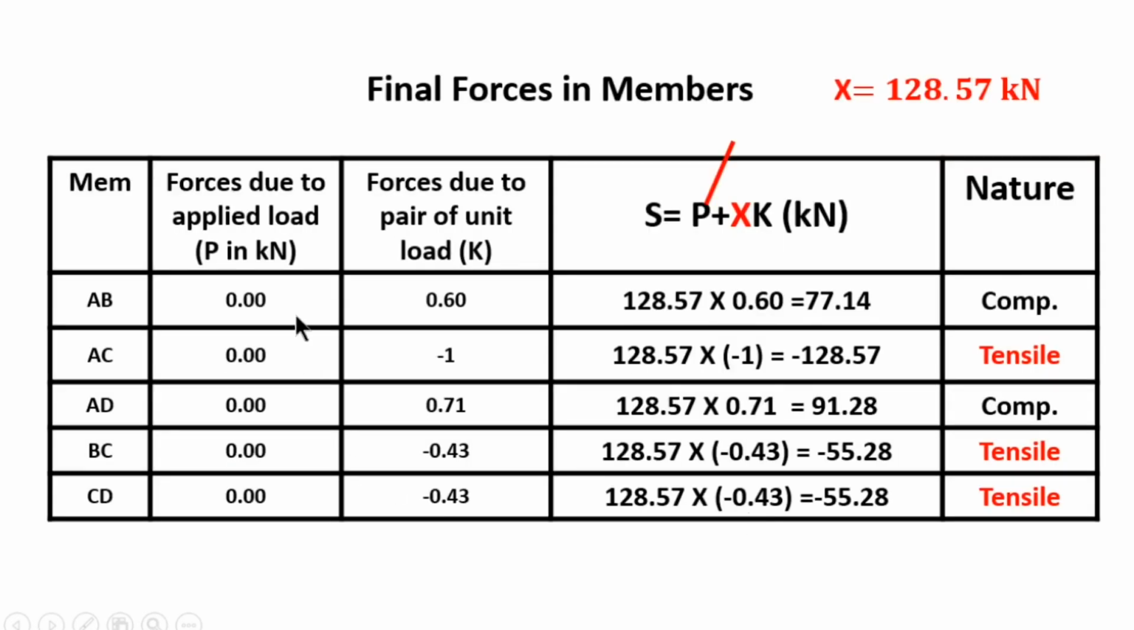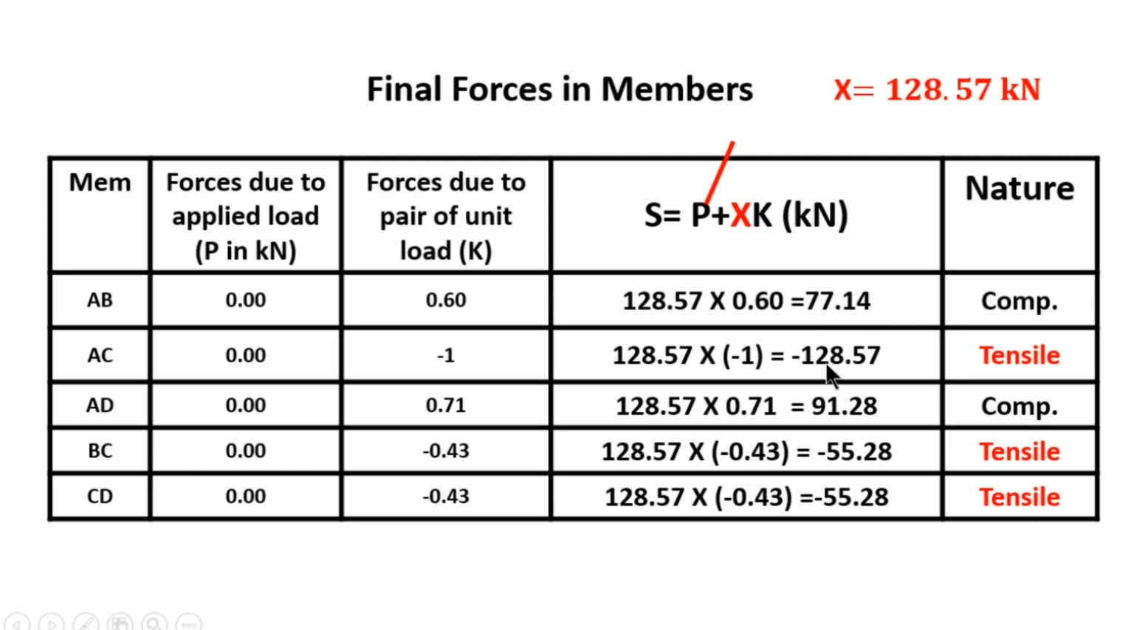So here we have prepared the table. These are the members and the force due to applied load, which is 0 because there are no external loads. Then K, the force developed in the members due to the unit load. And this P value is 0 because there are no external loads. Only X into K remains. So here X is equal to 128.57 kN. So 128.57 into K, that is 0.6, is equal to 77.14.